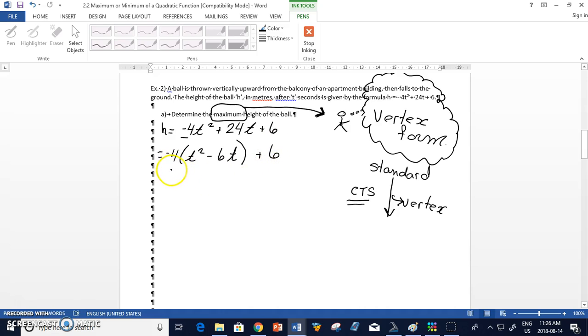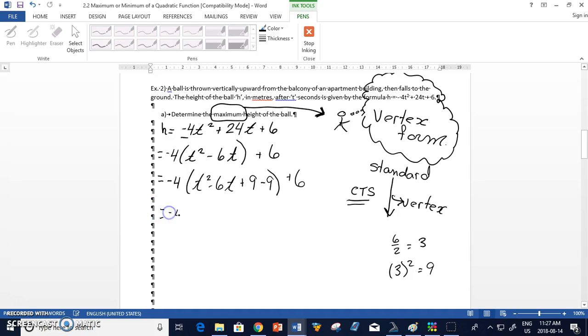Next, I'm going to create the perfect square within my binomial here, so still negative 4 out front. How do we determine the number that we are going to both add and subtract? Well, we take our coefficient for b and we divide it by 2. So we take 6 and divide it by 2. That equals 3. And then remember, we square it. So 3 squared, of course, equals 9. So I'm going to add 9 and subtract 9. I need to close my bracket and plus 6.